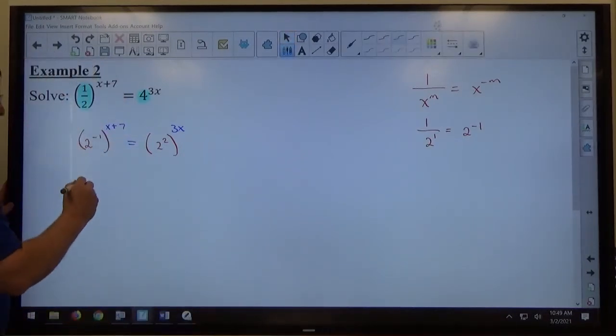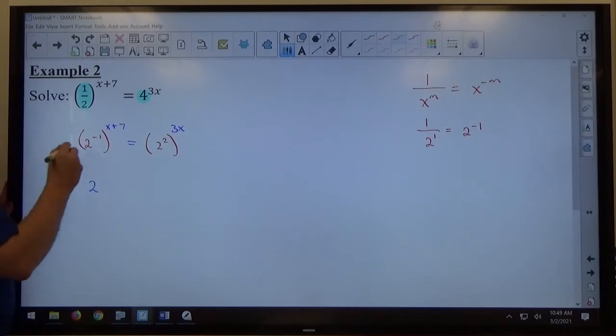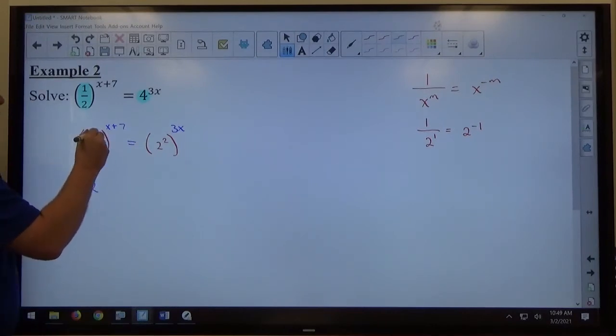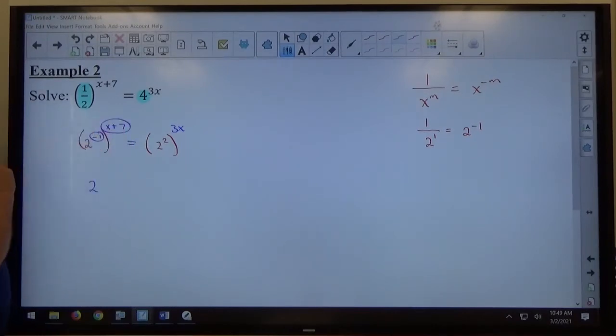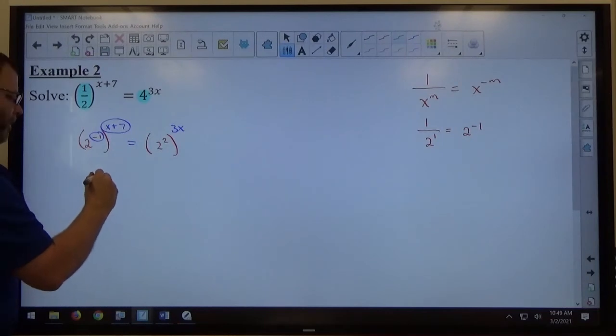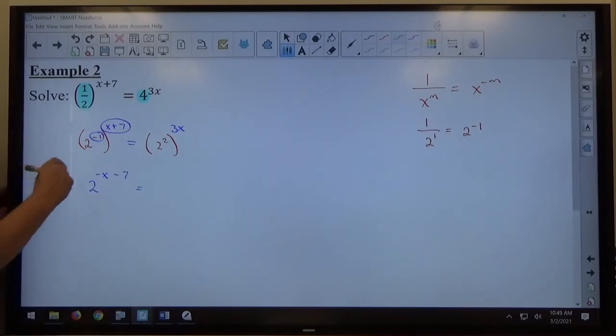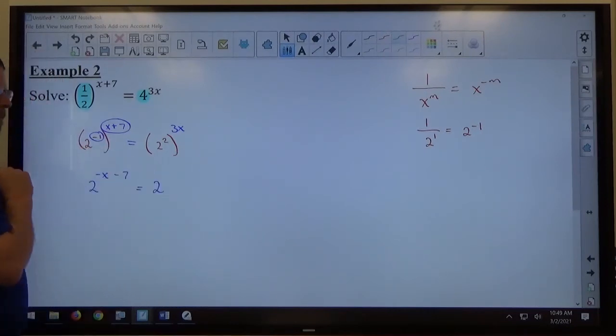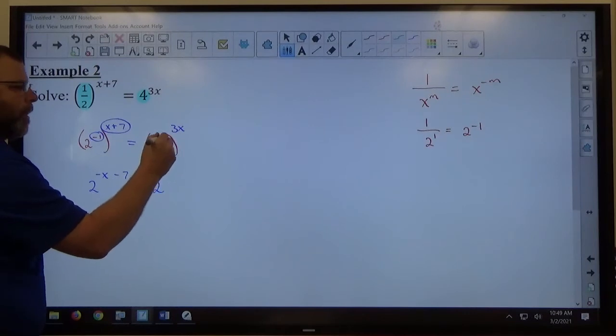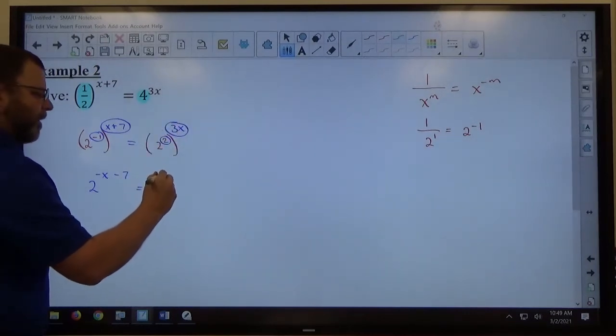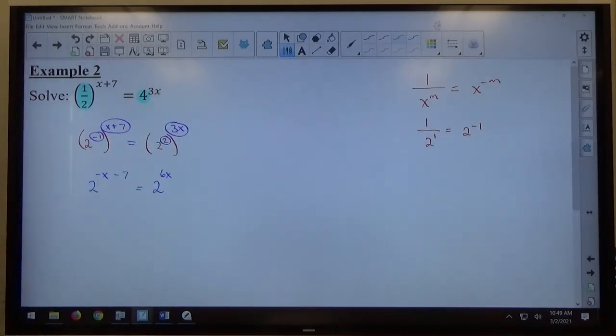We have the common base of 2, so 2 remains 2. I'm going to take the inside power -1 times the outside power x plus 7. Again, the outside power is a binomial, so I need to multiply -1 times both pieces. -1 times x is -x, -1 times positive 7 is -7. Over on the other side, the base is 2, it stays 2. And I take the inside power 2 times the outside power 3x, that's 6x. Got single object times single object, so we just multiply those two objects together.